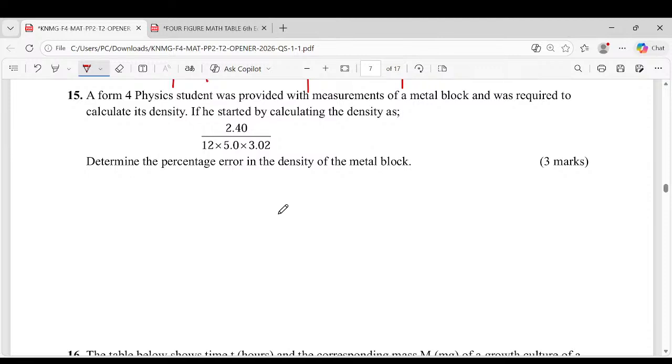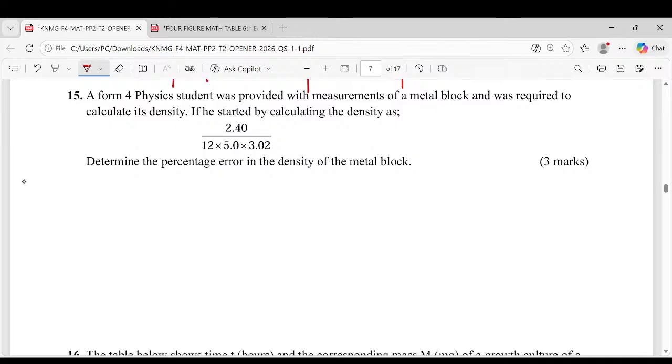A Form 4 physics student was provided with measurements of a metal block and was required to calculate its density. If he started by calculating the density as 2.40 over 12 times 5.0 times 3.02, determine the percentage error in the density of the metal block.